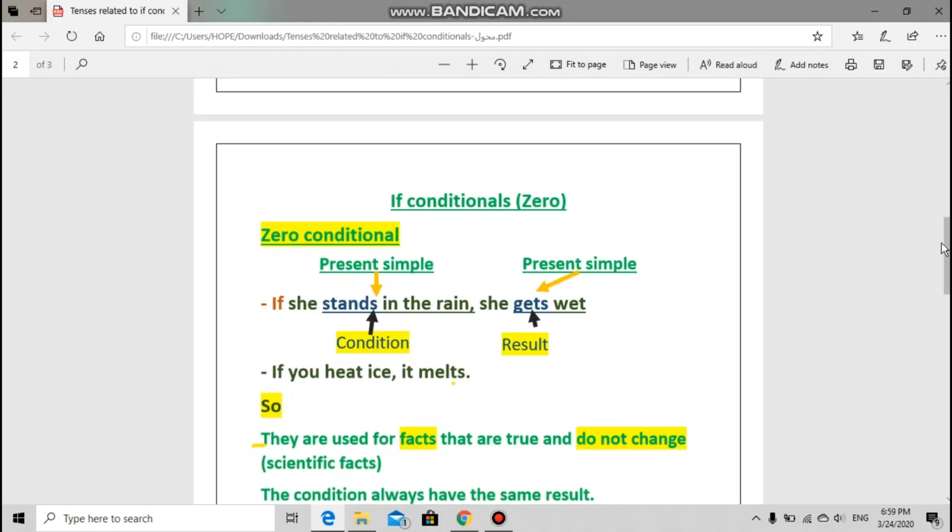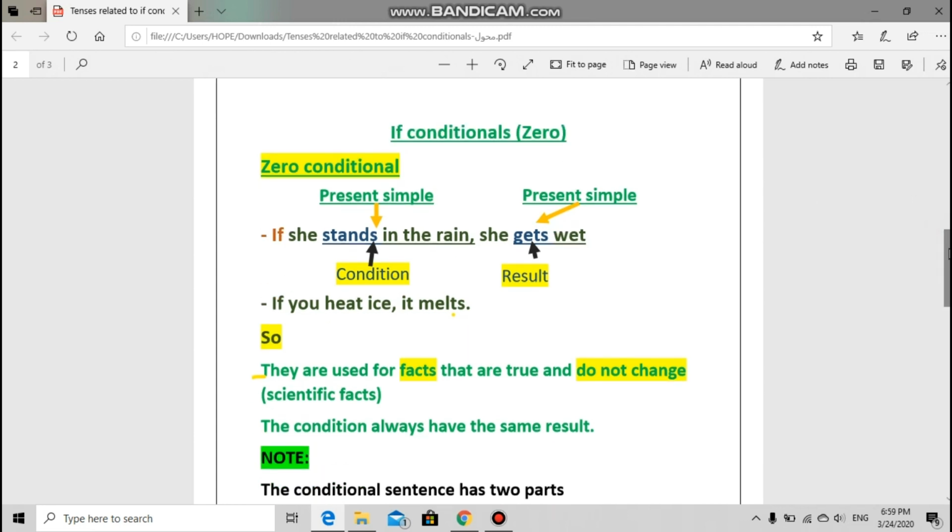Now I will start with the if conditional type 0. Type 0, we use it only when we want to talk about facts or things that are true and do not change. Let's read the examples. If you heat ice, it melts. If you heat ice, it melts.